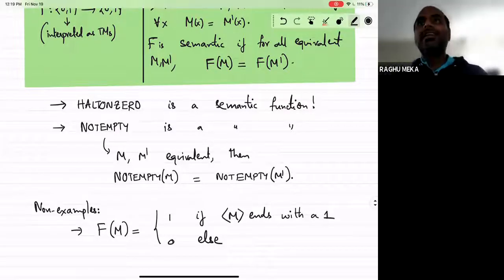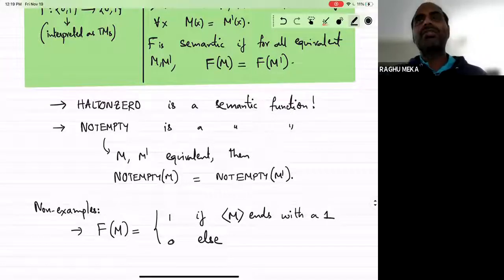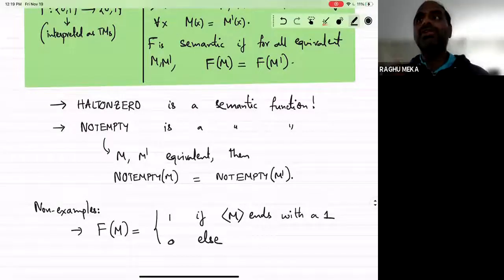Okay, this is like a silly function, but here's the definition, right? I say f of m is 1 if, looking at the encoding of the Turing machine, the last bit in the encoding is a 1, and is 0 otherwise. This is clearly not a semantic function, because there could be a different Turing machine which has the same exact functionality, but the last bit is 0. It should not depend on the exact way the program is written. It should depend only on the input-output behavior.